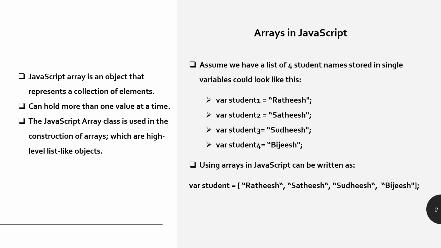In JavaScript, an array is treated as an object that represents a collection of elements. So it can hold more than one value at a time. For creating an array, the Array class is used, which we are going to discuss in the next slide. Now I think you got an idea about arrays. Shall I skip to the next slide?